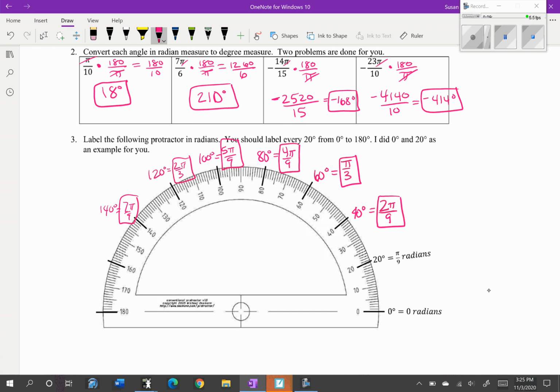160 degrees is equal to 8 pi over 9. And 180 degrees is equal to pi, which makes sense because if 360 degrees is equal to 2 pi, then of course if we take half of that, which is half of our circle, we get 180 degrees is equal to pi.